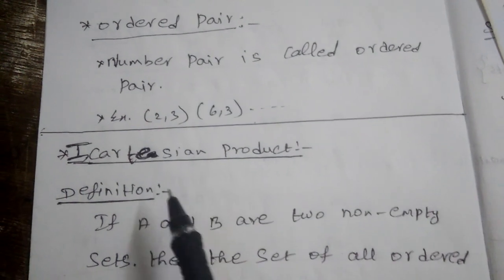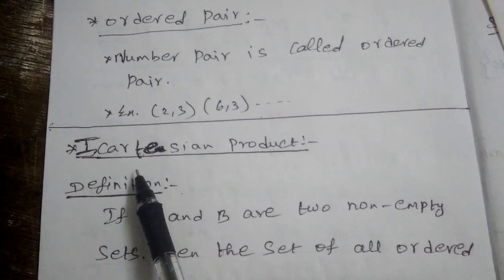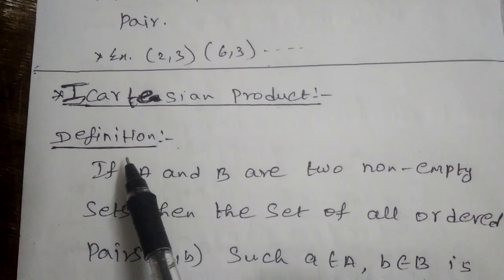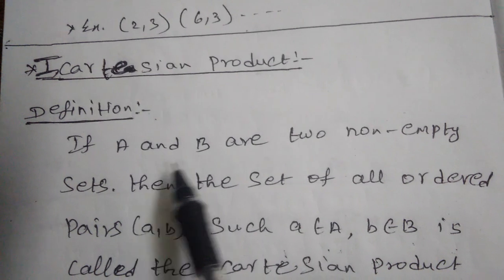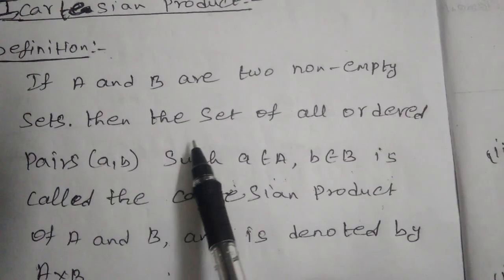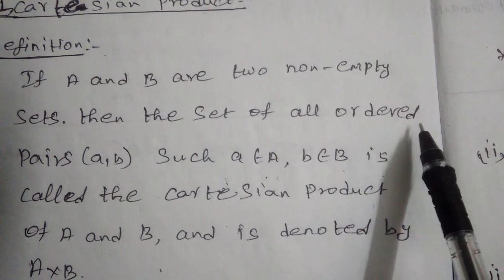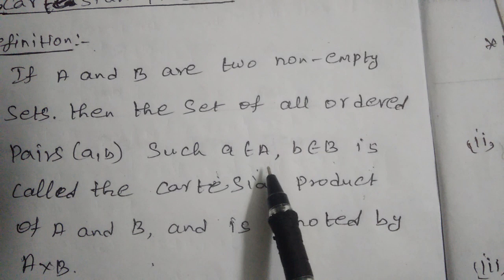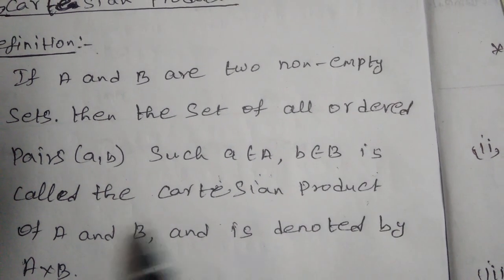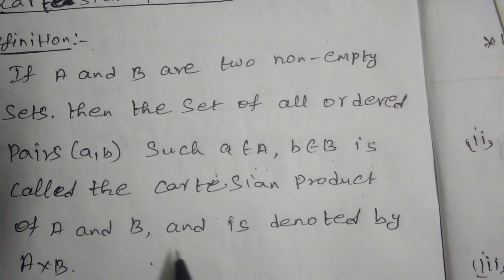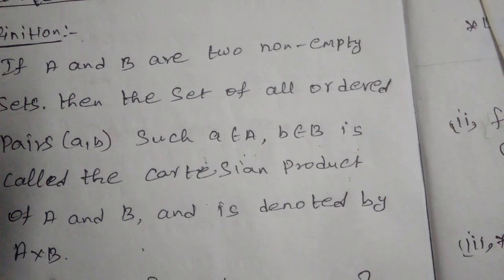Now we go to the first definition, a very important definition of the Cartesian product. The definition says if A and B are two non-empty sets, then the set of all ordered pairs (a, b) such that a belongs to A, b belongs to B is called the Cartesian product of A and B, and it's denoted by A cross B.